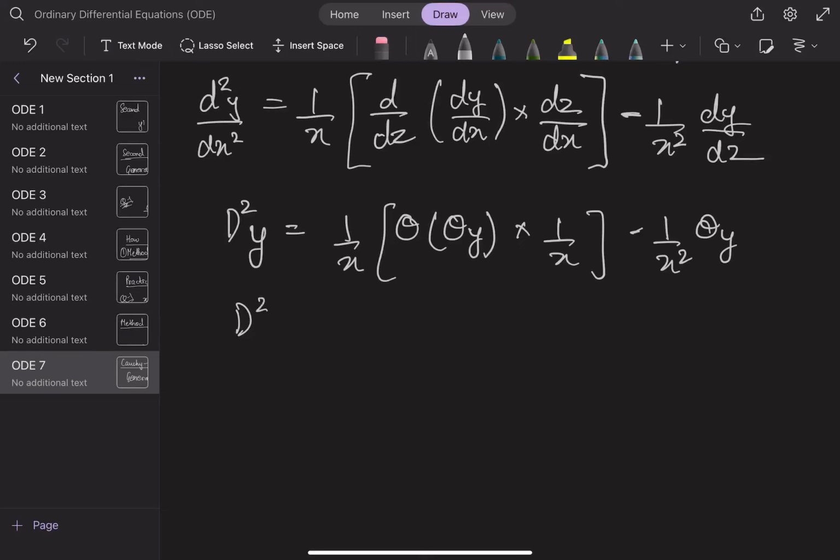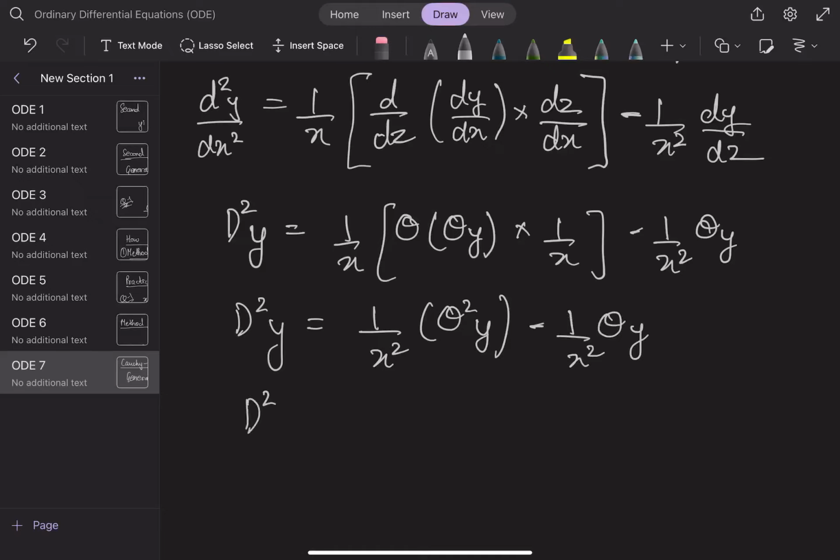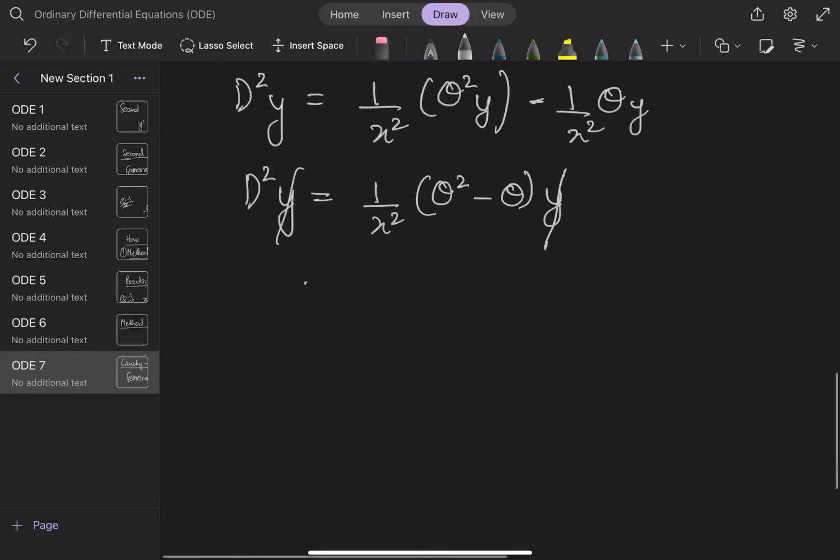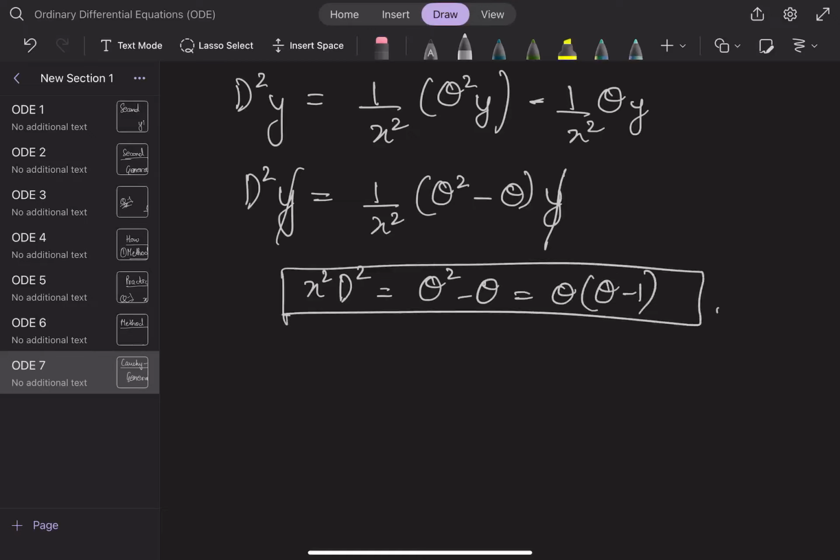So let's just simplify this a little bit. 1 by x square theta square y minus 1 by x square theta y. So D square y is equal to 1 by x square (theta square minus theta) times y. So let's cancel out the y. So what do you get? You get x square D square is equal to theta square minus theta, or theta times (theta minus 1). Remember this as well.